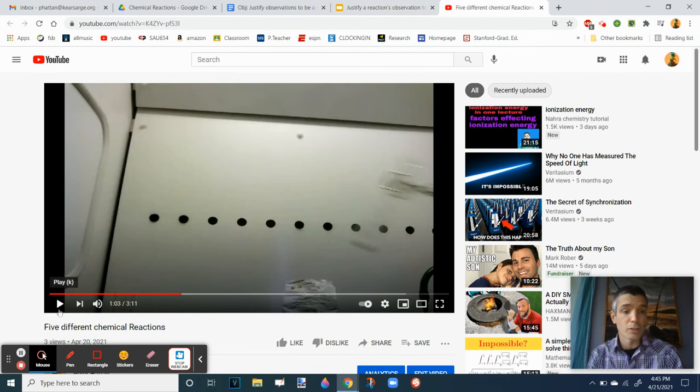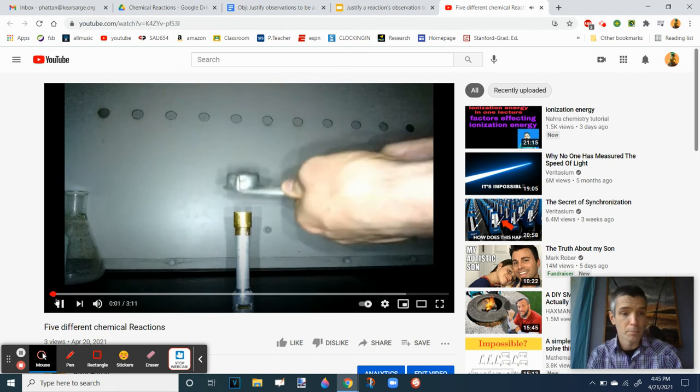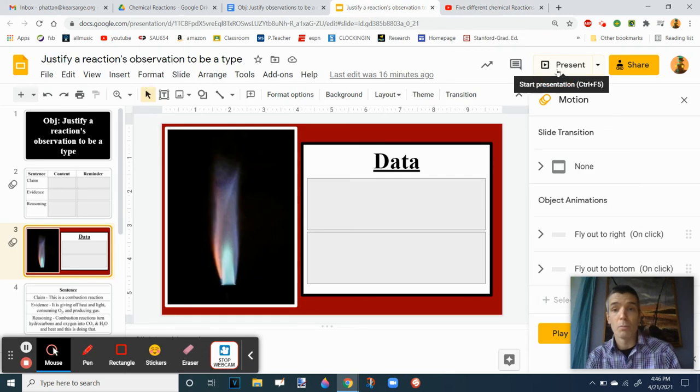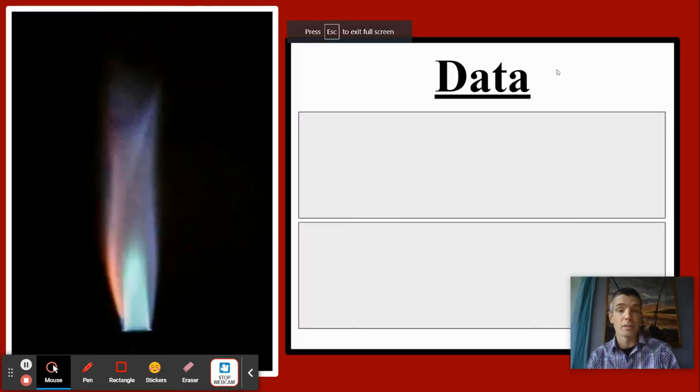Now, here's the reaction we're talking about. The first one. Okay, got a gas. I try to light it. There you go. That's the reaction. All right. So the first thing I'd want to consider is what kind of data I had. That's what I think about first. I had a gas, I lit it, and then it produces this flame of light and heat, all right?